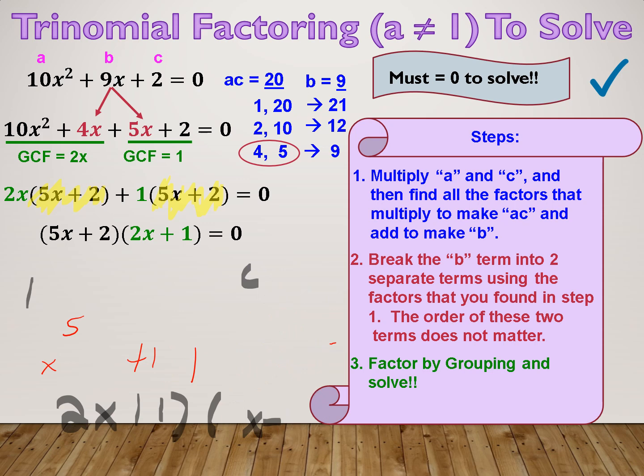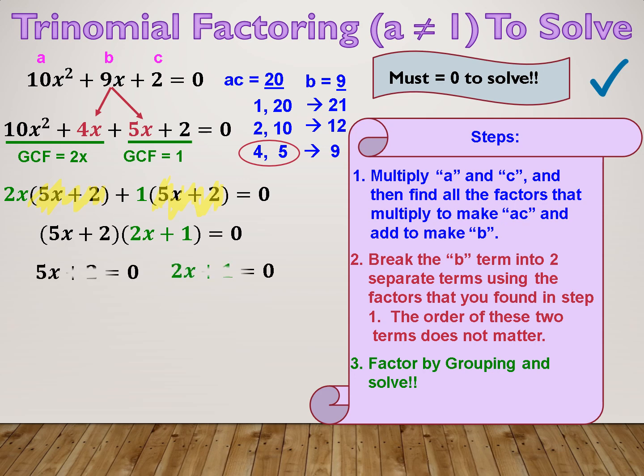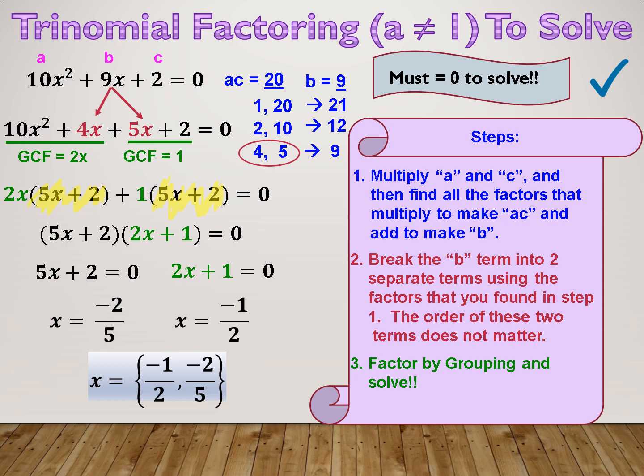Okay, so let me erase this. And now let's go back to our problem. Let's hit the pause and we'll keep going. So I'm now going to take each pair, set them equal to 0 and solve. I get negative 2/5 and negative 1/2. And I write that in my solution set notation.